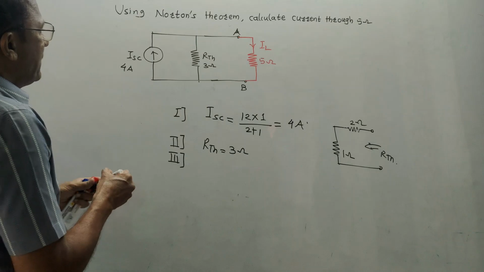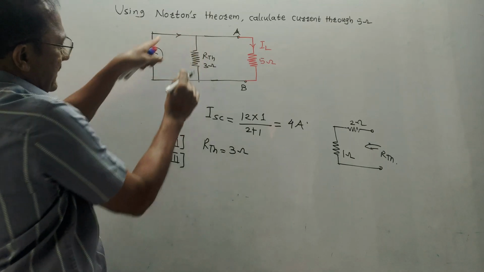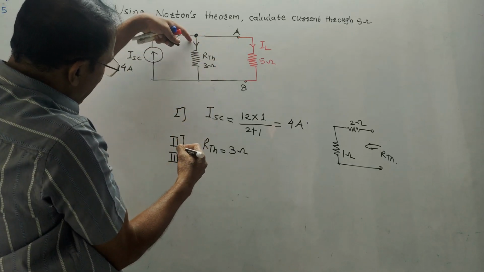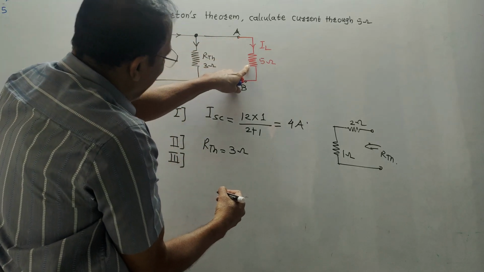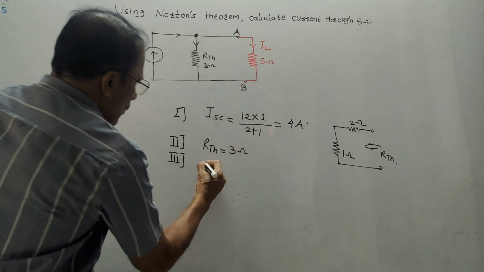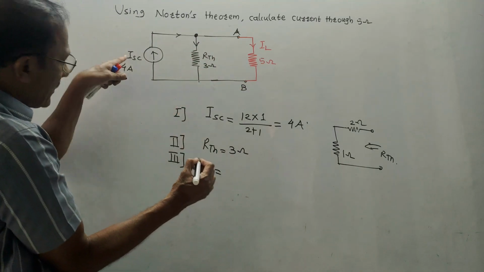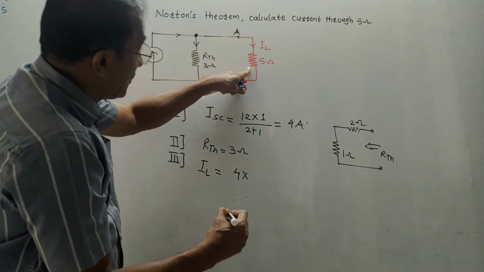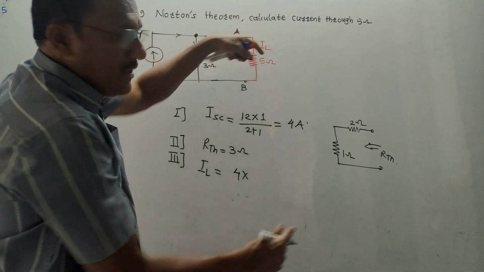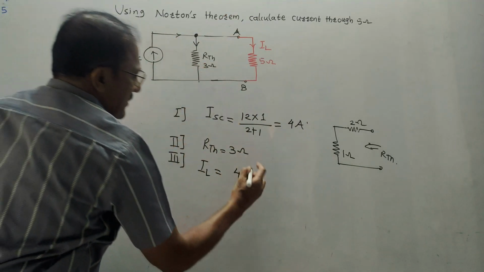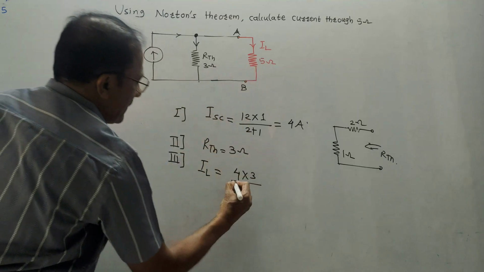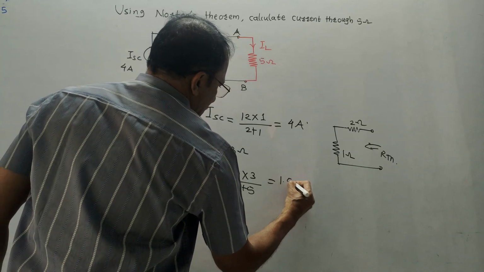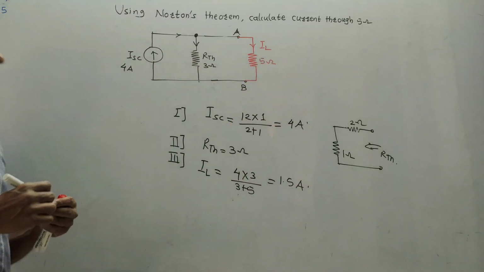Now, I need to calculate the value of IL. Again, I will apply the current division formula. Very simple. This is ISC. Now, consider this as the final circuit. This is ISC. After this point, current gets divided. Some current passes through RTH. The remaining current is IL. I am interested in calculating IL. So recall the formula. IL is equal to total current. Total current in this case is 4 amperes, that is ISC, 4 into opposite resistance. I am interested in calculating IL through 5 ohm. Except 5 ohm, what is the remaining resistance? It is 3 ohms. So it is 3 divided by the addition of resistance, that is 3 plus 5. If you do this calculation on the calculator, its value is 1.5 ampere. So this is the final answer.